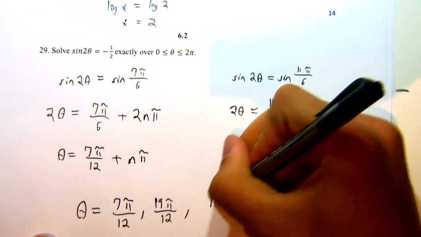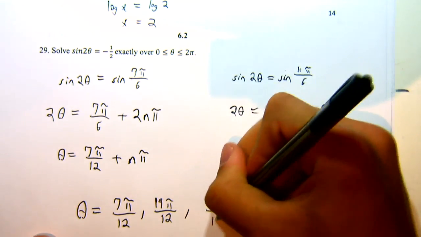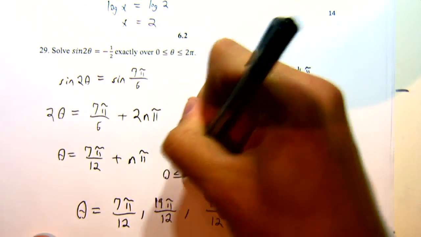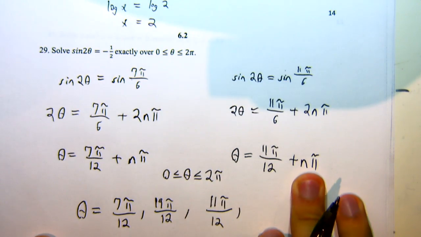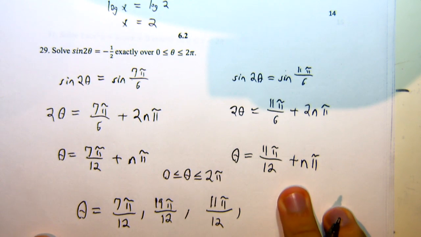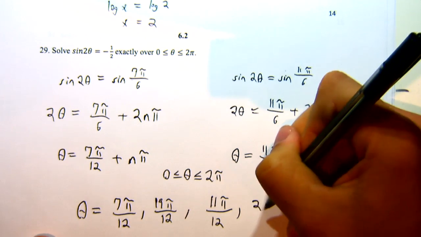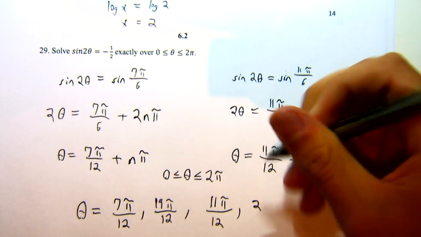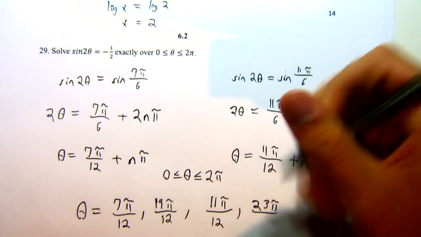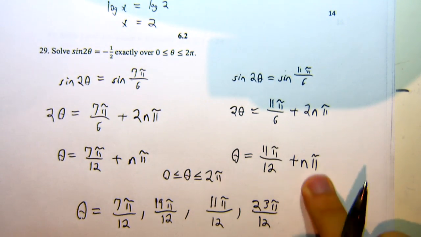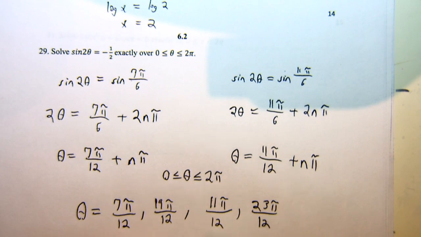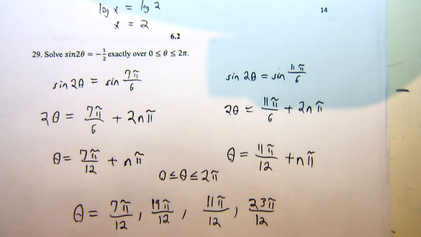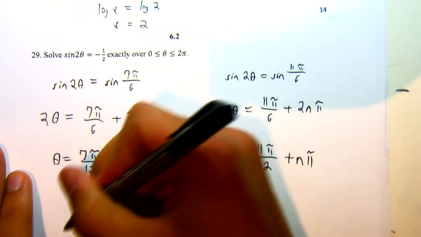Looking here, 11 pi over 12 fits in our interval. If we add pi, 12 over 12, 11 plus 12 is equal to 23 pi over 12. And obviously, since we're already so close, if we go any more, it's going to be outside our interval. So these are all our answers: 7 pi over 12, 19 pi over 12, 11 pi over 12, and 23 pi over 12.